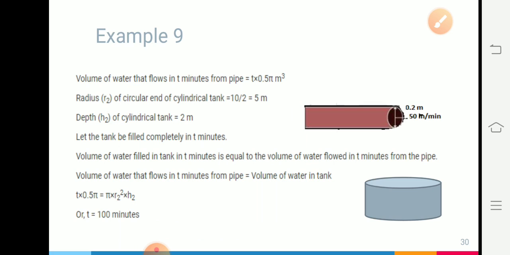So the volume of water filled in the tank in t minutes is equal to the volume of water flowing in the pipe in t minutes. So using this formula, t into 0.5 pi, which we have already calculated, will be equal to pi r square h, which is basically the volume of the water in the tank. Calculating this, we get time equals 100 minutes.